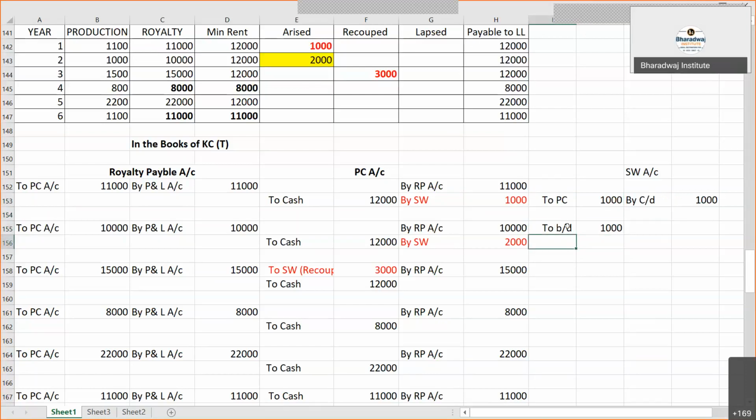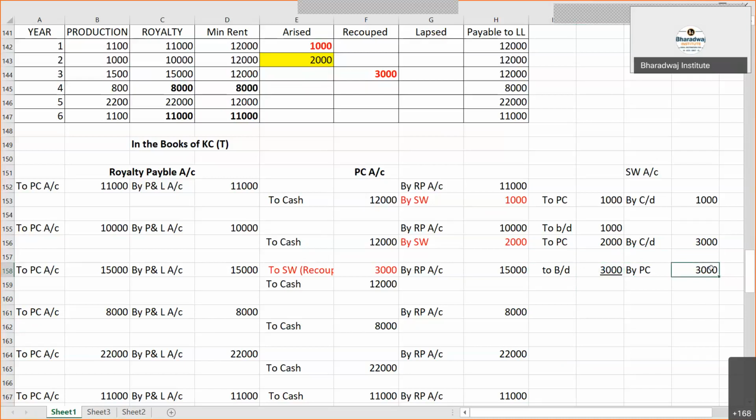Once again, to P&L, how much? 2,000. Then it will be carried down. By balance carried down 3,000. Next year, to balance brought down 3,000. That is recovered. By P&L, 3,000 is recovered and closed. So in the third year, the ledgers are closed.